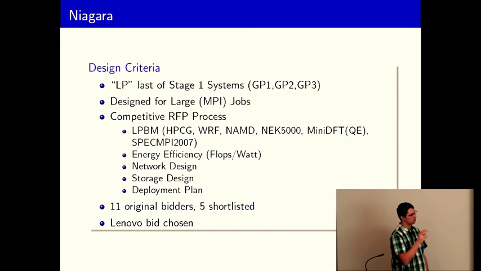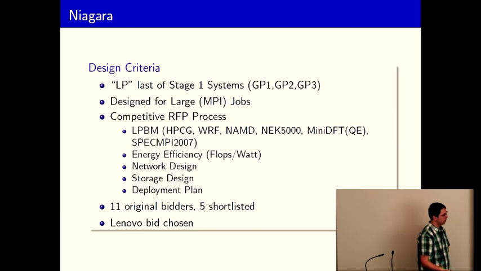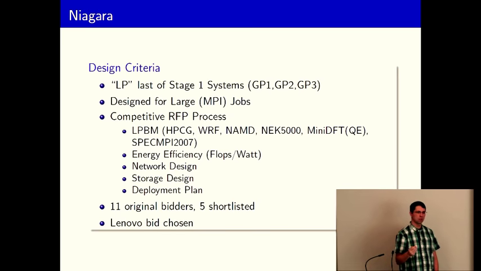The Niagara system was called LP, or large parallel. Basically, it's supposed to be a system for the big jobs. So designed to run your 1,000 core plus up to 20,000 core, large scale, really high network speed, that type of thing. So it's targeted for that. Doesn't mean it can't run smaller jobs, but the target obviously will be for the big stuff. So it's designed for large MPI jobs. It's a competitive RFP process. We used a series of benchmarks to test this out. Network design was important, storage performance, like the real classic HPC high performance type stuff. There was 11 original bidders, and then Lenovo ended up being chosen.